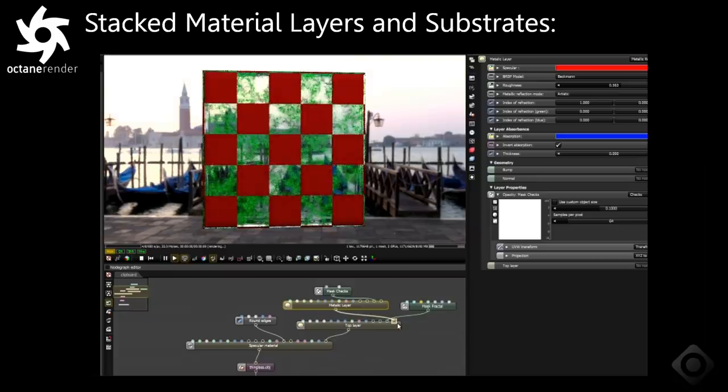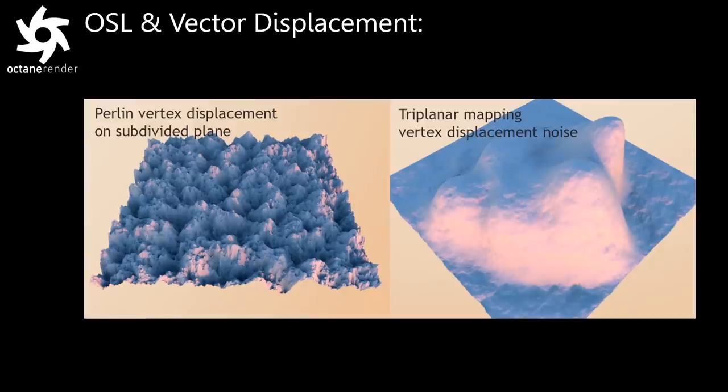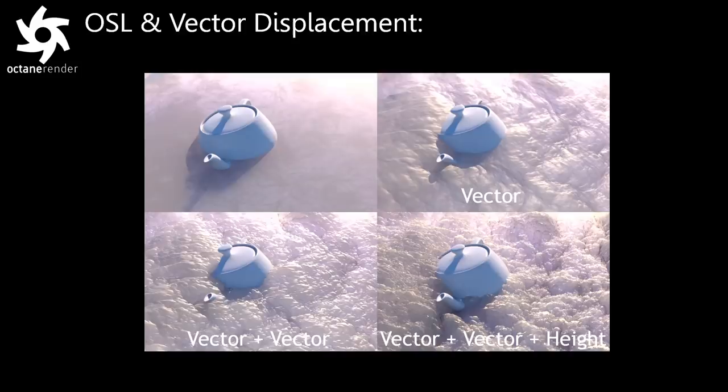The other major change, and probably it's one of the biggest ones in Octane 2019, is we have procedural displacement. And that means you can do vector displacement maps like an ear from Mudbox. You can also create completely procedural OSL shaders that are fed into the vertex attributes of geometry, and that's a huge improvement over the texture-based displacement that we had in Octane previously.